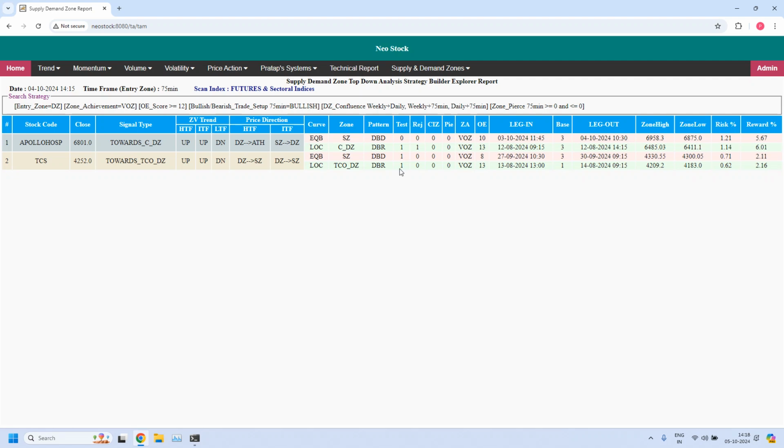So already it is tested. I think maybe last Friday it might have been tested. See, when it was tested, zone high 42, this is type 1 proximal entry 4209, and where it is closed 4252. That means almost 45 rupees the stock price is up after reaching this zone. Good. Okay.